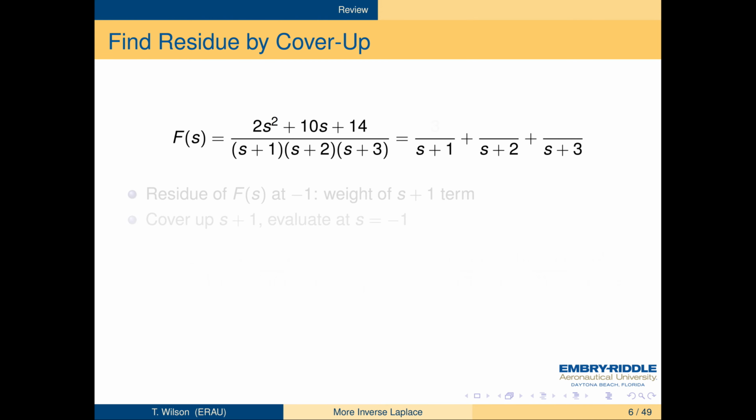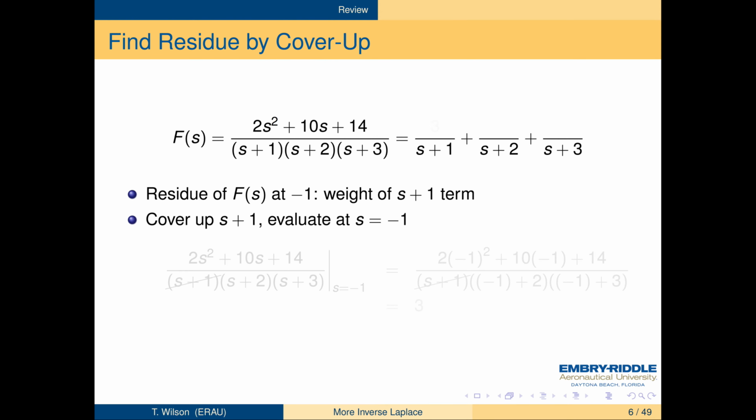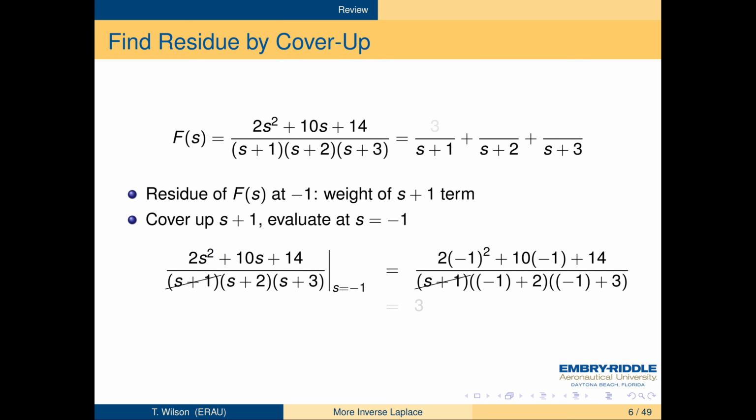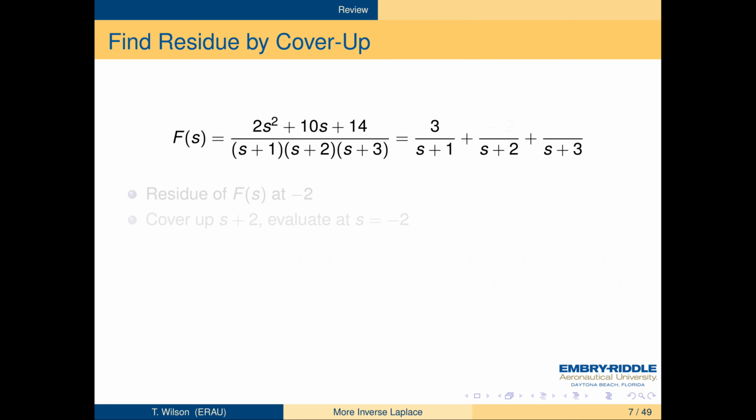We start by finding the weight of the s plus 1 term, the residue of F of s at s equals minus 1. We cover up s plus 1 in the denominator and evaluate what's left at s equals minus 1, the value that makes s plus 1 vanish. What's left is an arithmetic expression that evaluates to 3. We put the 3 in the weight of the 1 over s plus 1 term in the partial fraction expansion.